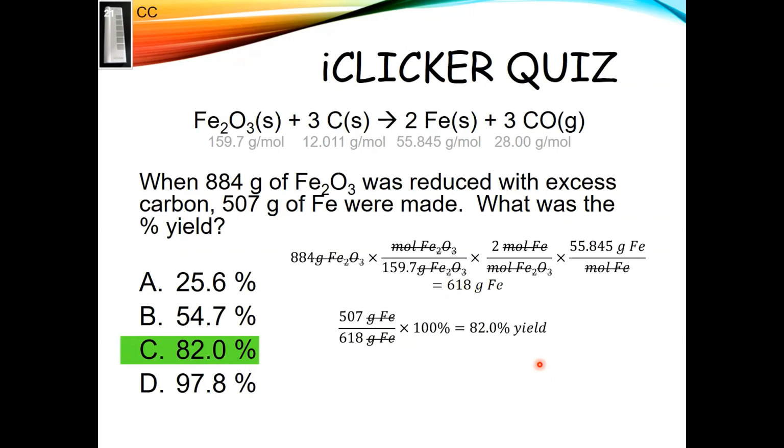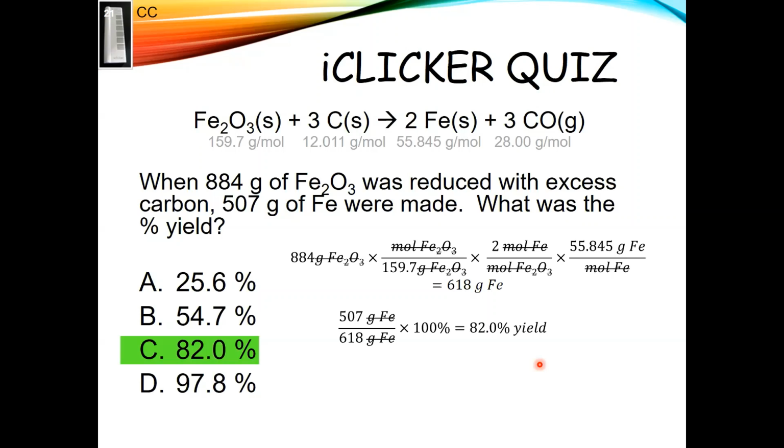Now, some of you might be thinking to yourselves right now, well, how am I going to calculate the actual yield, or how do I figure that out if the problem is what is the actual yield? Well, you have to have some information about actual yield. It's not actually calculated from anything, it's measured.